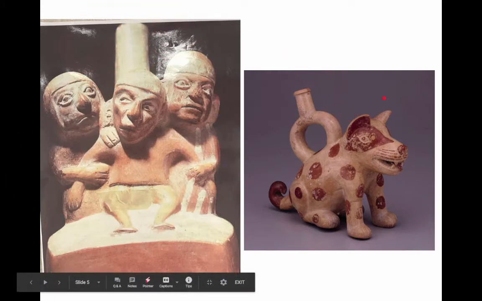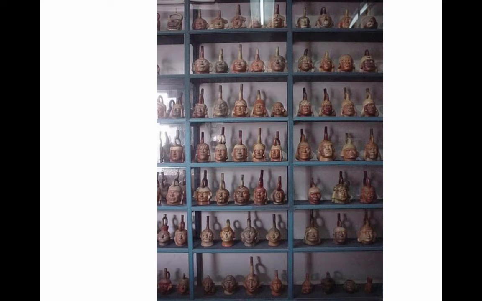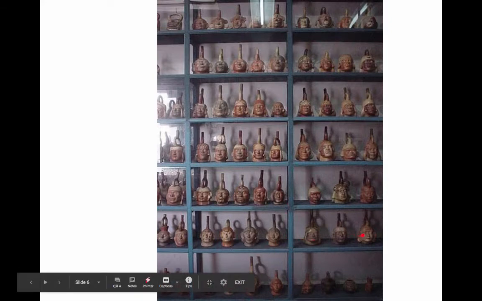And then here's just a dog. And I just love that they took the time to make a little spotted dog. There's a little cutie pie right there. And this is a picture from a gallery in what's called the Larco Museum, which has a ton of Moche art. And these are all unique individual busts of art made for lots of different people.